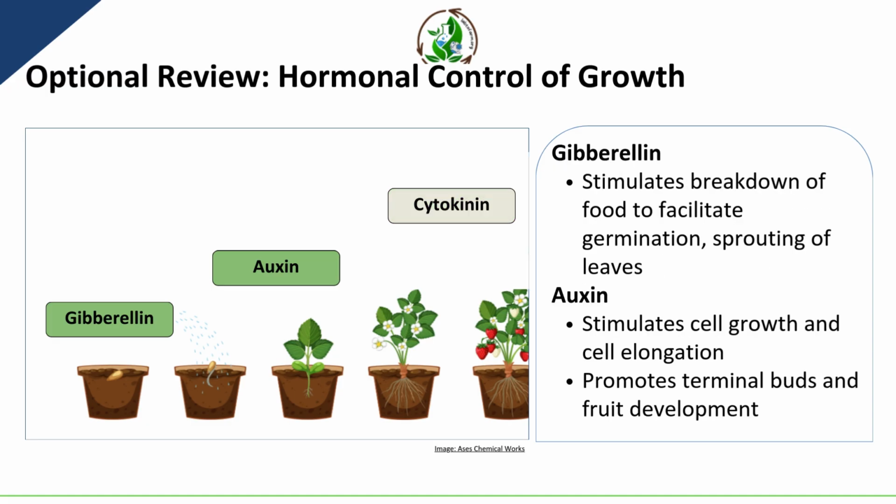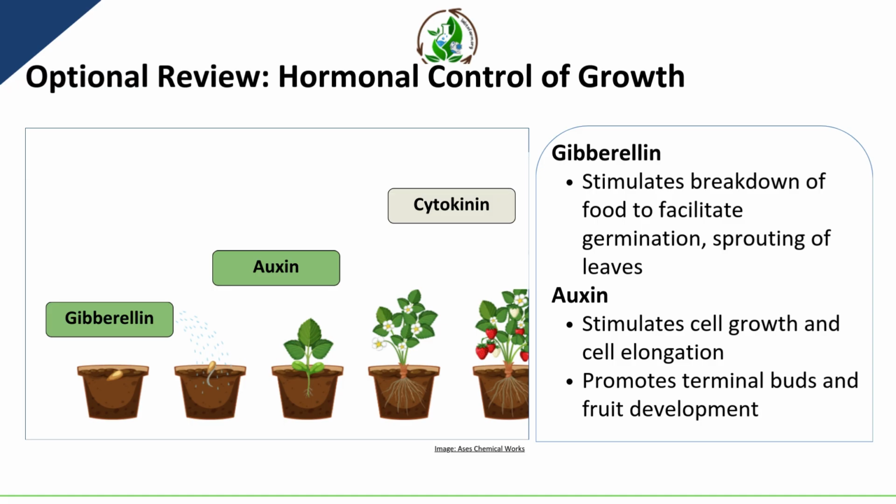This slide goes a bit deeper into how specific plant hormones regulate growth and development. Gibberellins help seeds break down stored food to fuel germination and encourage the sprouting of leaves. They also play a role in flowering and fruit development. Auxins are key for cell growth and elongation. They help shoots grow upward, influence the development of terminal buds, and also support fruit formation. Cytokinins promote cell division, which is important for overall growth and maturity, and they also interact with other hormones to influence flowering.